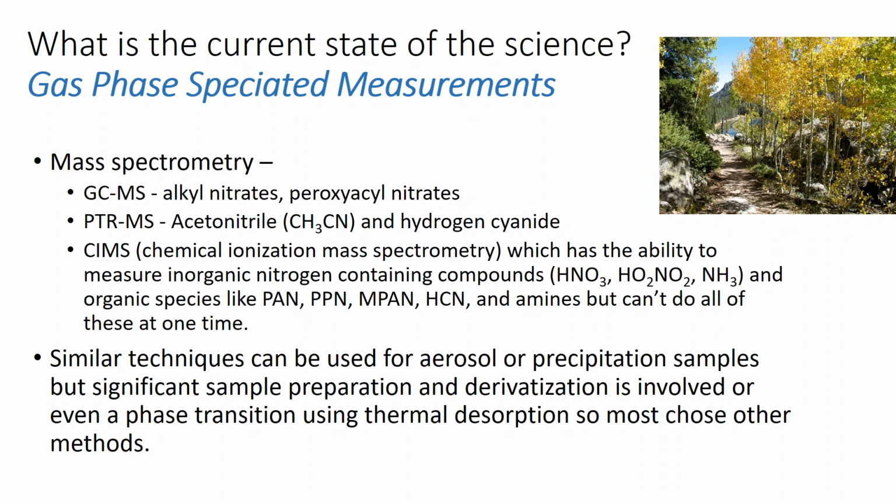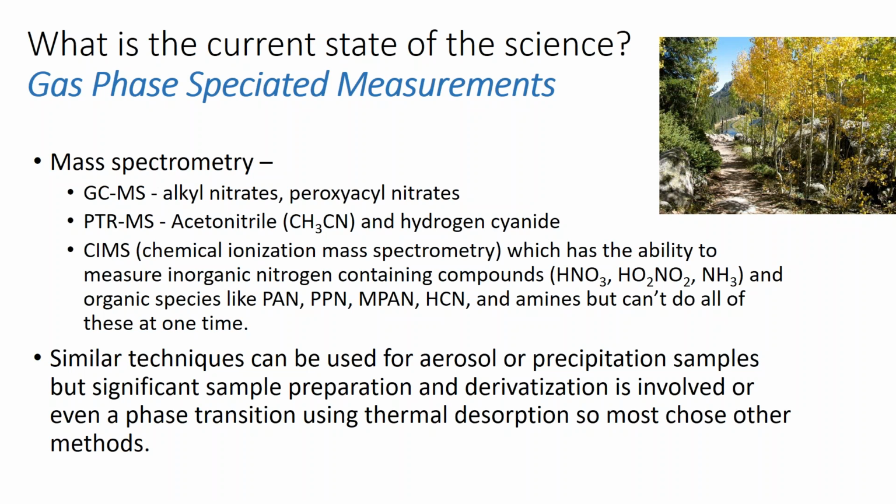There's no instrument we can put out to measure all the things we're good at measuring in the gas phase. We can also put out a chemical ionization mass spectrometer, and this has the ability to measure both inorganic and organic species, like those listed, but it can't do them all at one time. They need different ionization sources because they have different affinities for them. There are some things you can do to maybe make more simultaneous measurements with ion switching, but it's not easy. And so these three methods in particular are very expensive.